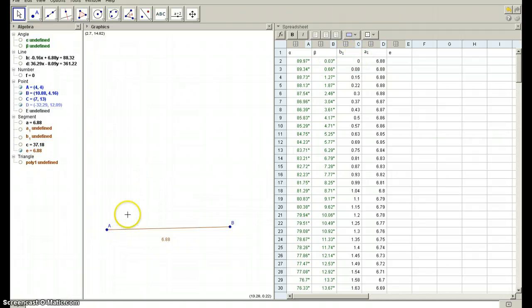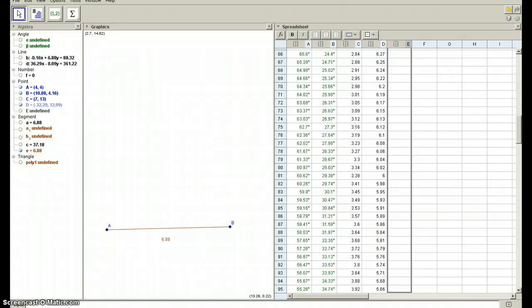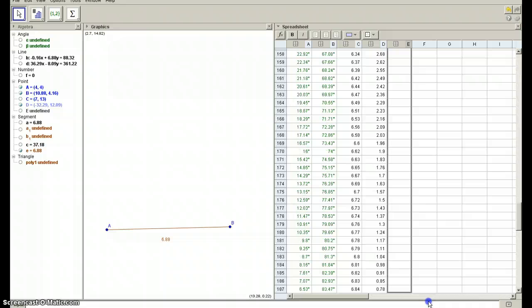B1 is the leg that's on this side of the right triangle, and B2, or A1 rather, was the leg on this side of the right triangle. And then our hypotenuse measured 6.88. That was our hypotenuse, and I'm going to put it right there, and bring that all the way down here for all these measures, so we can see the hypotenuse listed as well.